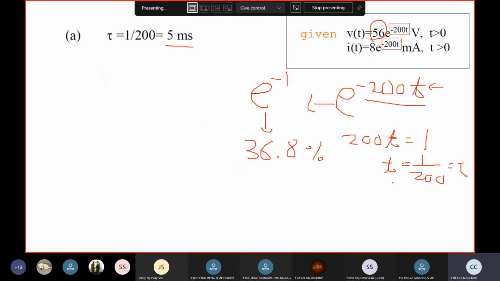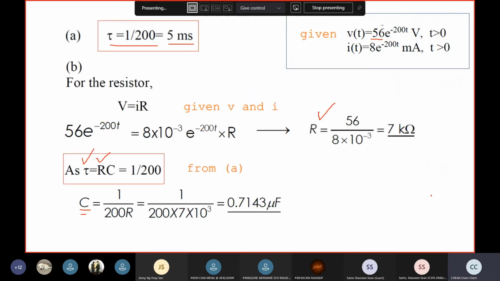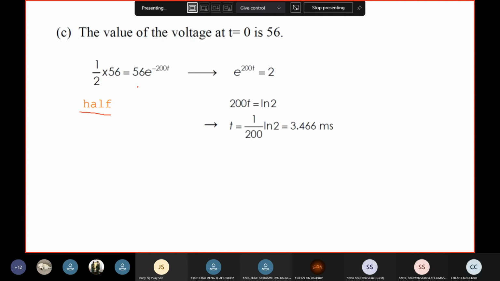Okay, in this case, what we will do is that half means half of the initial value. Initial value 56, half of it gives you 28. Then you find the time for the voltage to reach 28, right? Then you need to solve these equations. Okay, this is half, right?